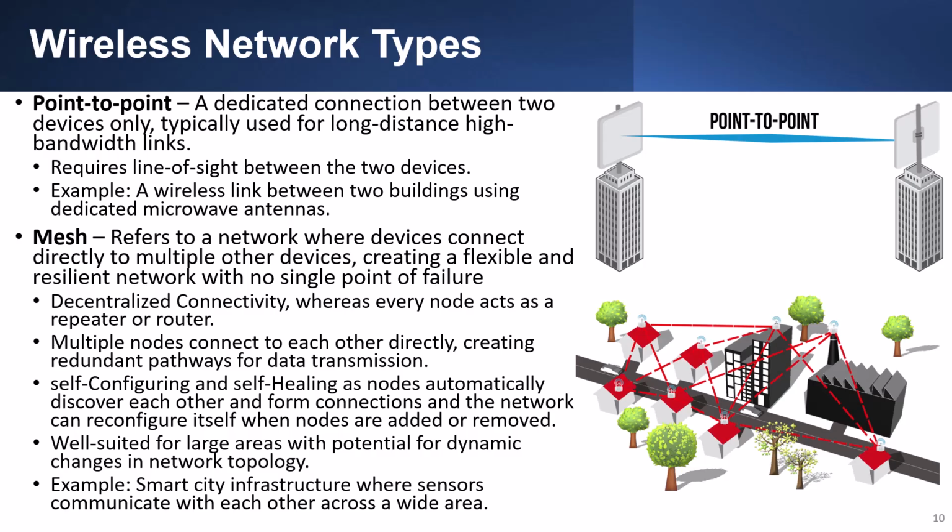It is self-configuring and self-healing, as nodes automatically discover each other and form connections, and the network can reconfigure itself when nodes are added or removed. It is well suited for large areas with potential for dynamic changes in network topology. Examples might be smart city infrastructure, where sensors communicate with each other across a wide area.